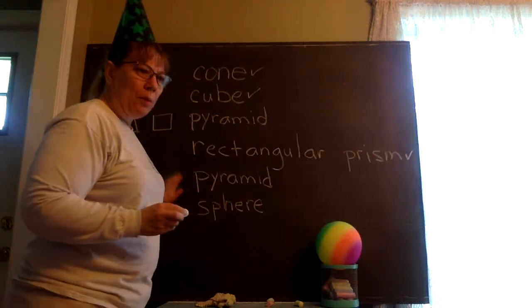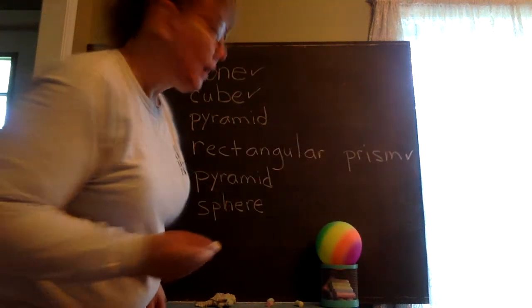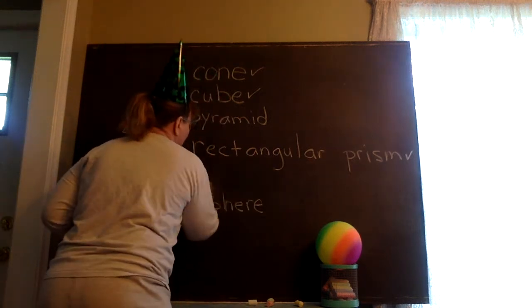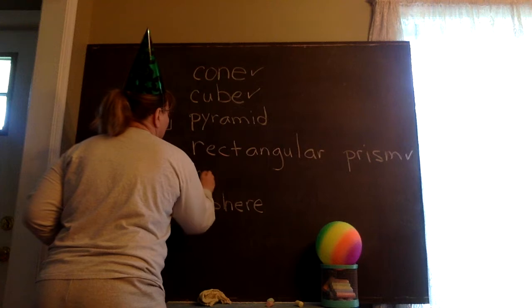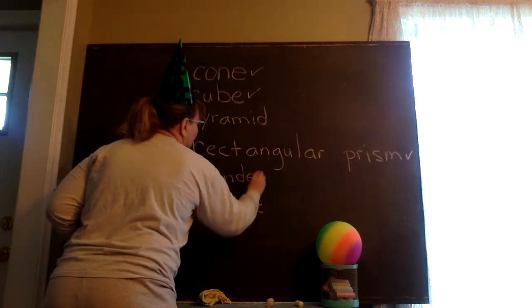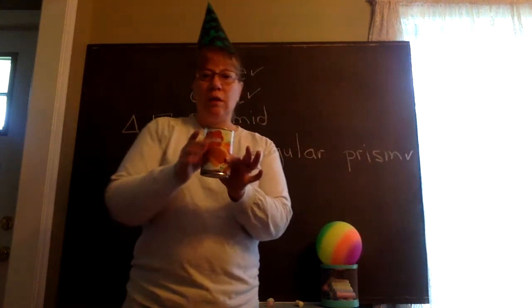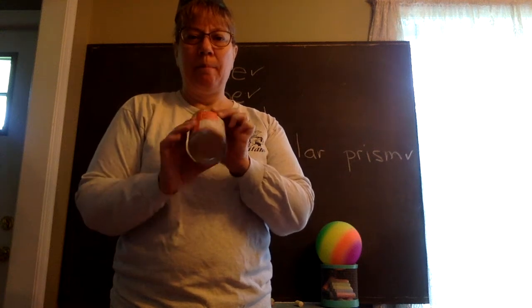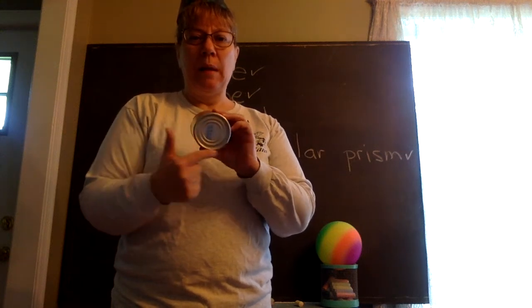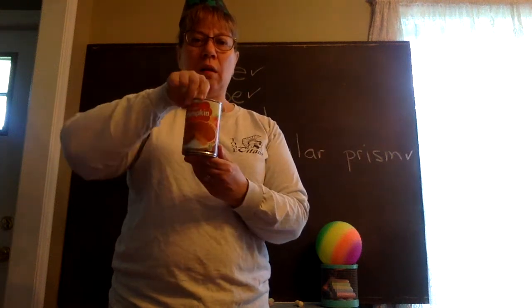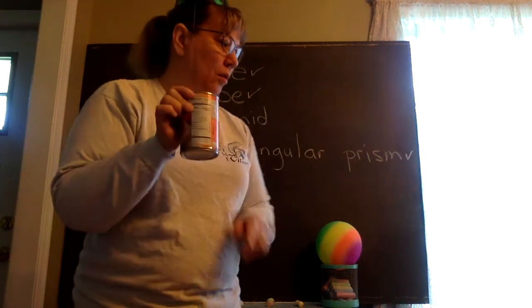Oh, I accidentally wrote pyramid on here twice. I missed my cylinder. So let's erase that. I'm going to write cylinder. And this is what we usually think of as a cylinder. It has a circle on the top, a circle on the bottom, and it's round. Okay? So this is a cylinder.